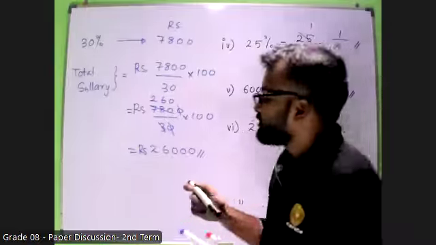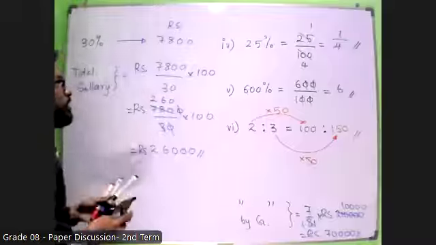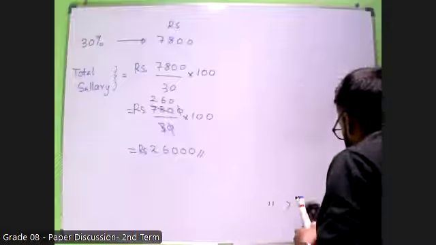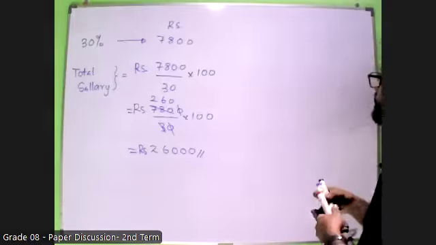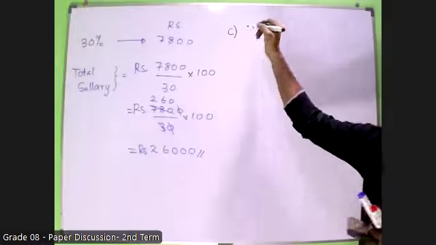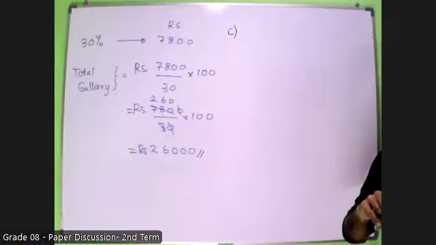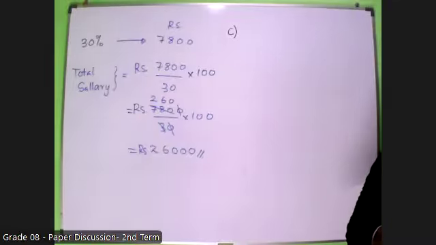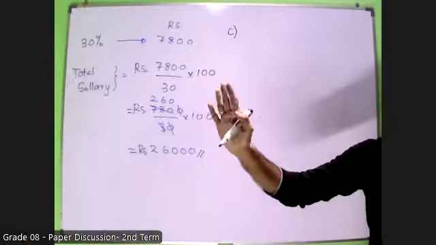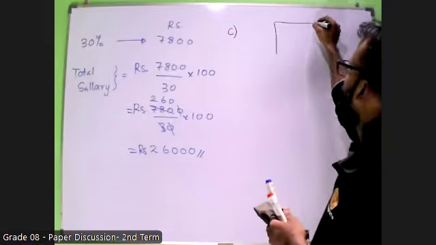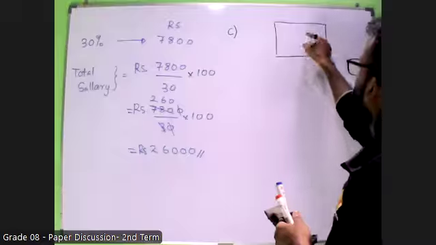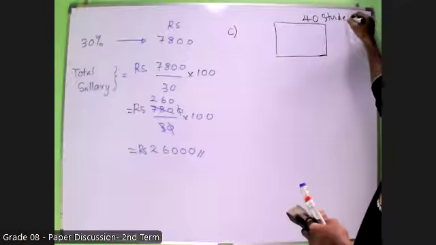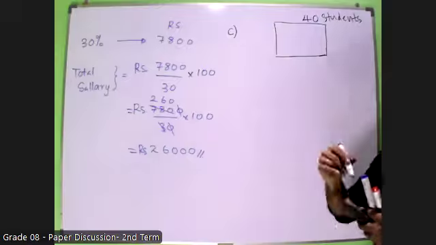Right? Let's move to the part C. Part C says, in a class there are 40 students, right? So I will draw a class. This is a class group, and there are total 40 students. So if you want, you can draw.